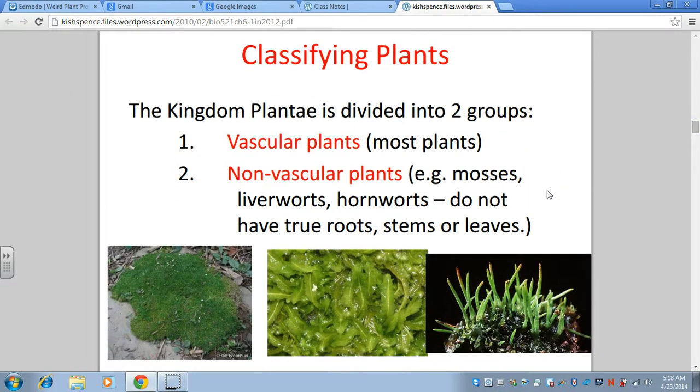So when we're classifying plants, they're divided into two main groups based on whether or not they have the vascular tissue. So there's vascular plants, which include most of the plants, 3 of the 4 groups we're going to talk about, and non-vascular plants. And the non-vascular plants include these types along the bottom. They include mosses, and these are liverworts and hornworts that look like horns. Now these plants are so small and low to the ground because they don't have vascular tissue to allow them to get bigger, that they don't have true stems, roots, or leaves.